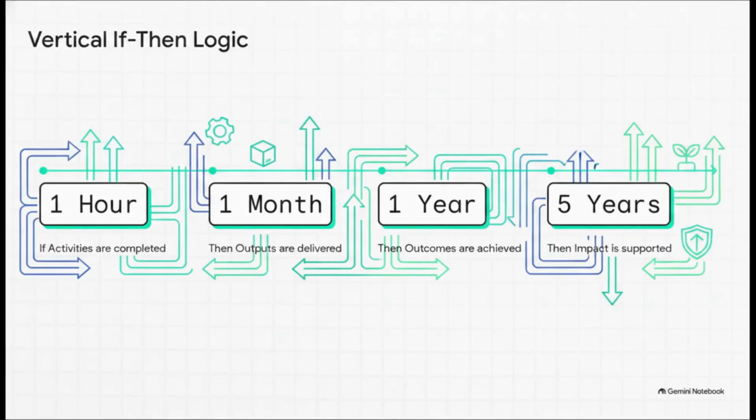To really wrap our heads around this, let's evaluate the timeline. We initially mapped everything backwards, right? But in reality, on the ground, change climbs back up the chain using a very strict vertical if-then logic. Think about it like this. In 1 hour, if activities are completed, then in 1 month, outputs are delivered. If those outputs are delivered, then in 1 year, outcomes are achieved. And finally, if outcomes are achieved, then over a span of, say, 5 years, the massive impact is supported.